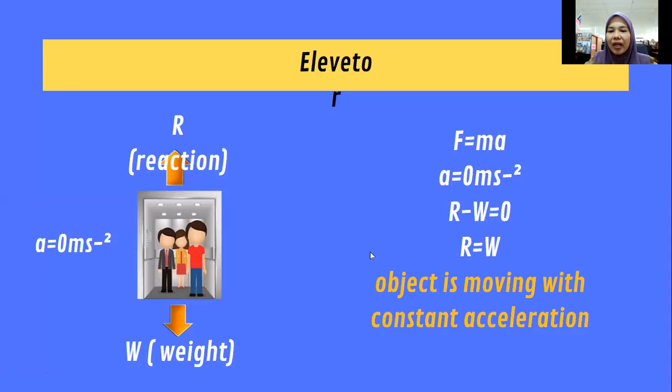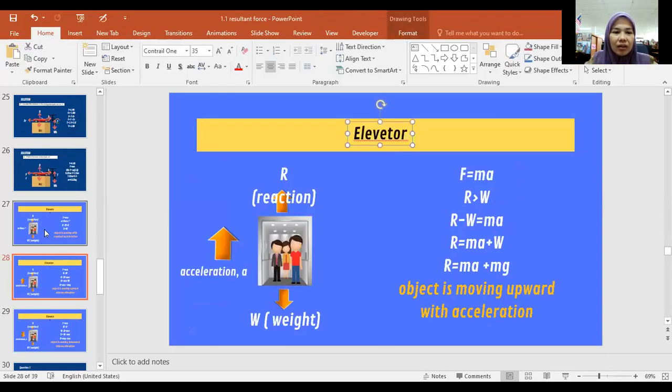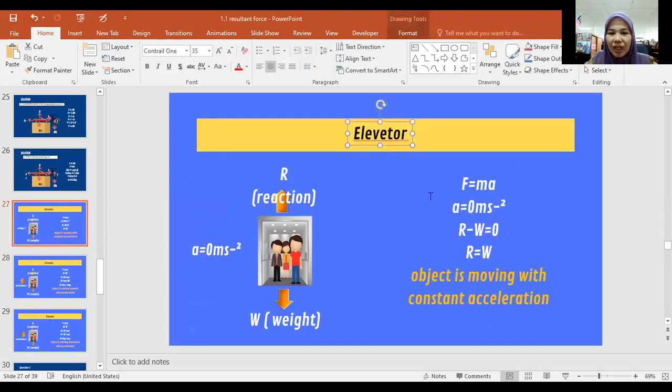Okay, elevator. The elevator situation is very easy. In this situation, the object is moving with zero acceleration, not accelerating, which means it is moving with constant velocity, without any acceleration. From Newton's second law, F is equal to ma, and a is equal to zero. As we all know, an elevator only moves upward and downward, not side to side. Elevator moves up and down.